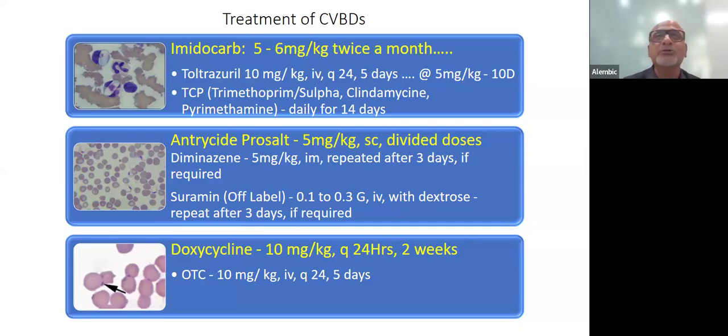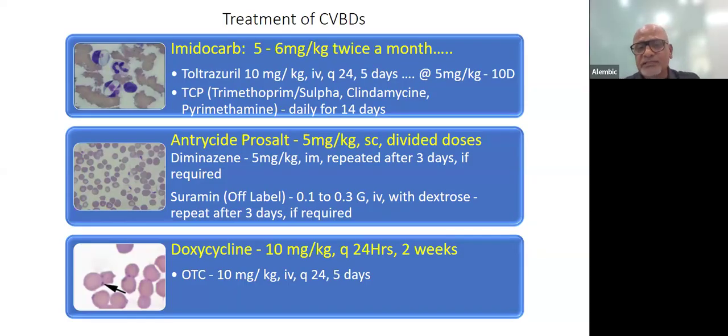Then the second is Trypanosoma. Now in Trypanosoma, the drug of choice is undoubtedly Anthrycide or a quinapyramine compound. It should be given at the rate of 5 milligram per kg body weight, and it should be given as a subcutaneous injection. And particularly in dogs, dogs are very sensitive to this drug. So whatever total dose is there, you divide it into two and give it at 2 different sites so that the adverse reaction will not be there. And if required, you can repeat it after 3 days.